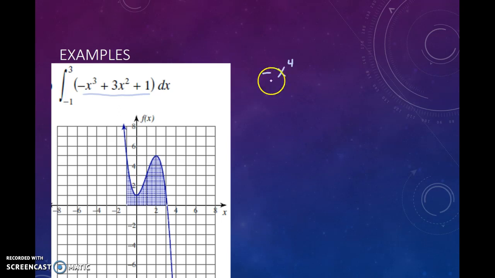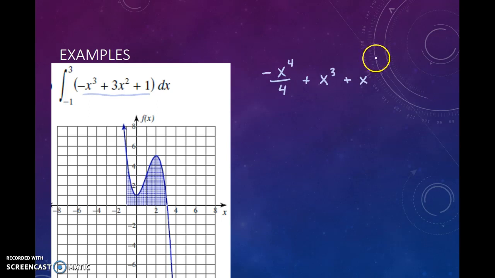But if I take a derivative of negative x to the 4th, I would get negative 4x cubed. So in order to get rid of that 4, I'm going to divide by 4. Convince yourself that if you take the derivative of this, you get negative x cubed. And then we need a function whose derivative is 3x squared. Well, that would just be x cubed, because you bring down the 3 and subtract 1, and you get 3x squared. And then we need a function whose derivative is 1, and that would be x.